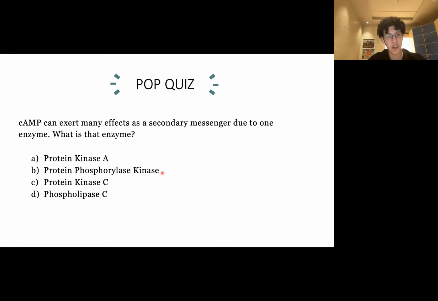Protein phosphorylase kinase, although it is involved in this pathway, isn't responsible for every single thing. It is responsible for glycogen metabolism. As we said, protein kinase A will activate protein phosphorylase kinase, which will activate glycogen phosphorylase to do glycogen metabolism. Protein kinase A, though, can be involved with many different things. We said it was involved with transcription, with glycogen metabolism, and there are many other examples, but it needs protein kinase A. Hope that makes sense.